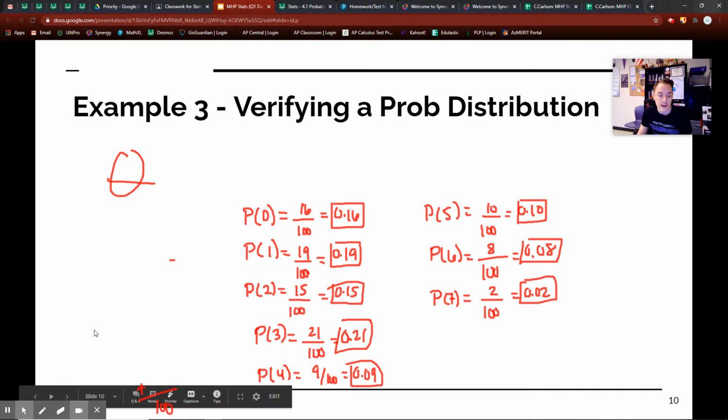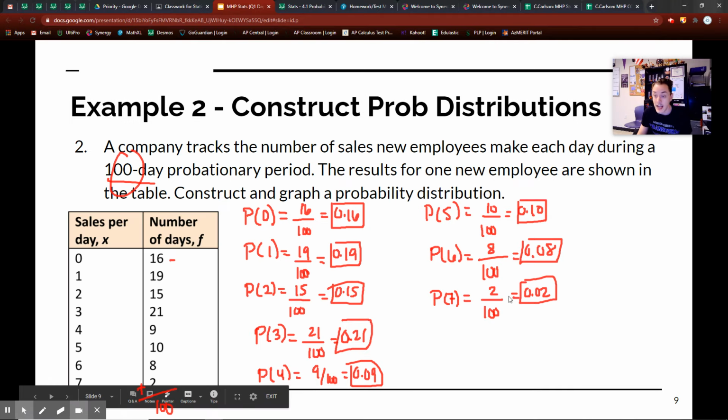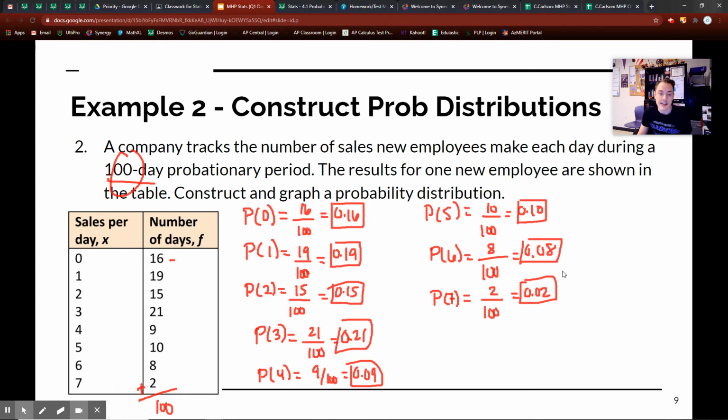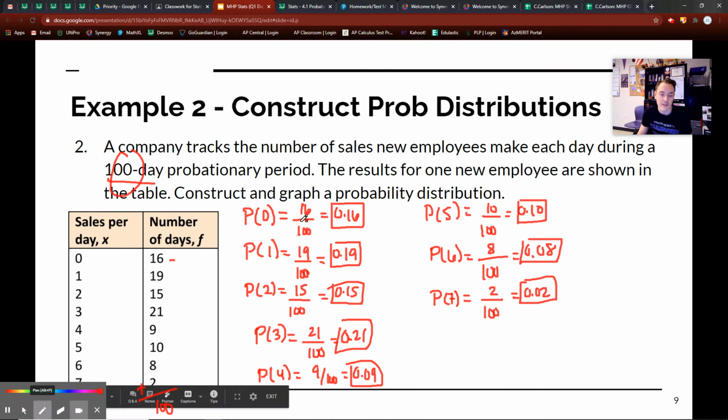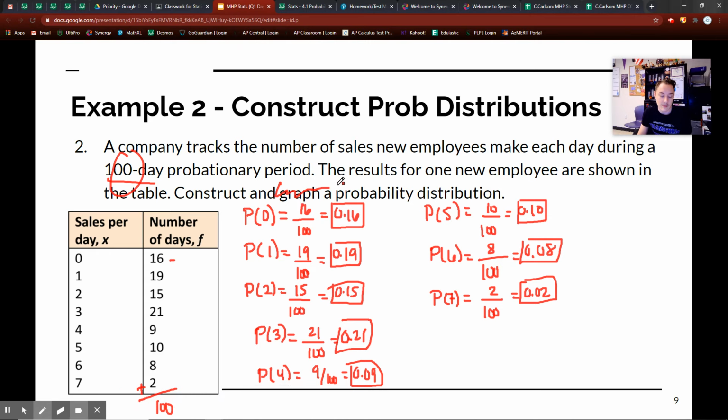And then, of course, I can graph it. Well, it does ask for a graph, but I'm not going to do the graph, unfortunately. So I'm not going to graph that probability distribution. But we could if we wanted to. Awesome. Let's erase.